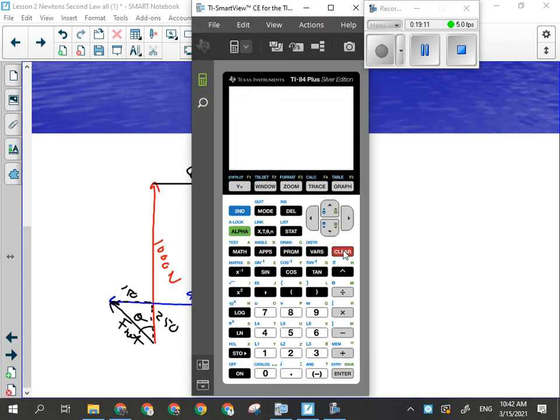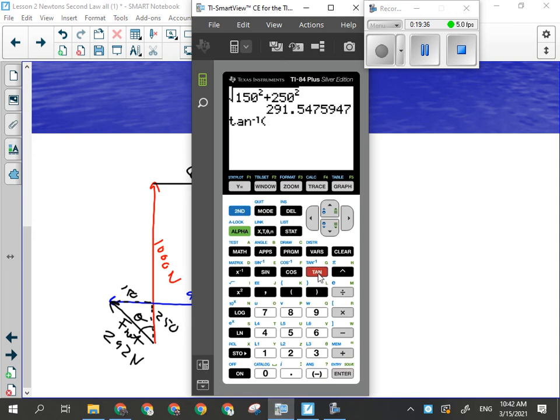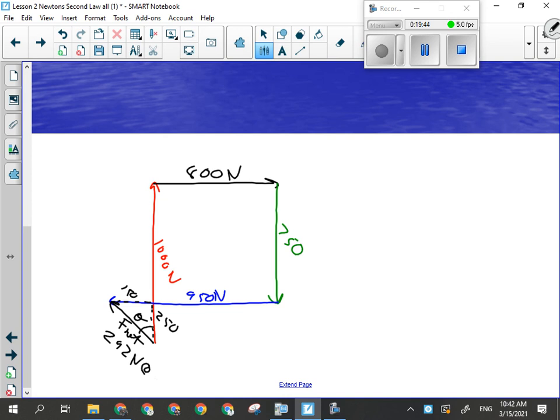So we got 150 squared plus 250 squared, so 292, but I'll say we have 3 significant figures here because we do. So 292 newtons. And then we could find that angle. So tan inverse of 150 divided by 250. So 31 degrees west of north.